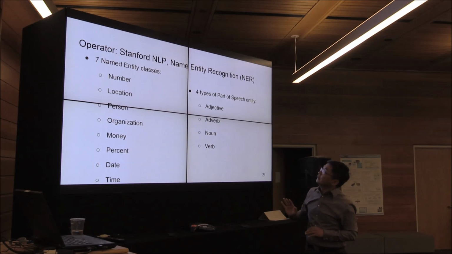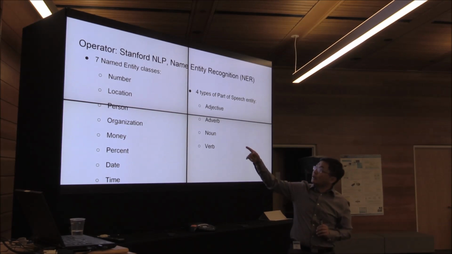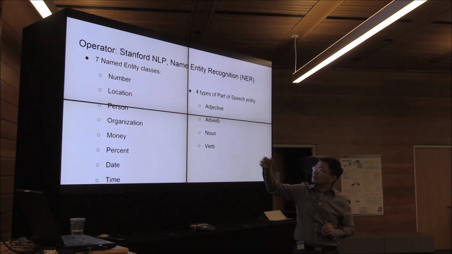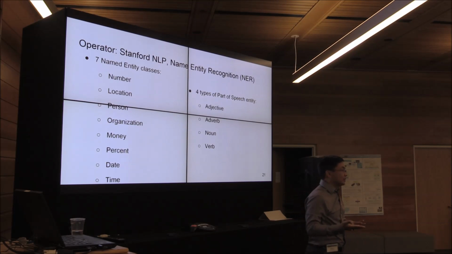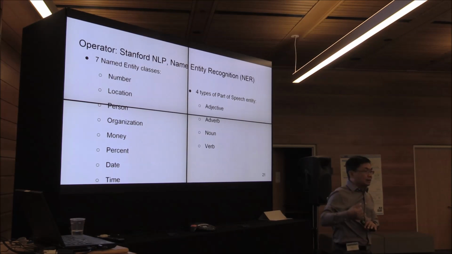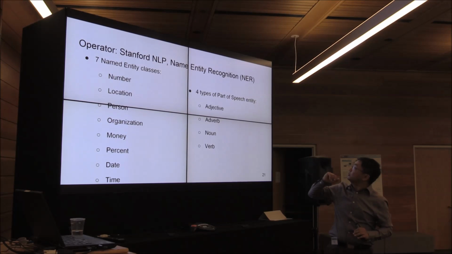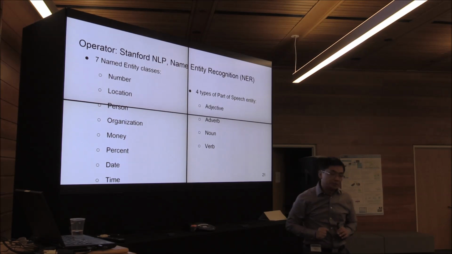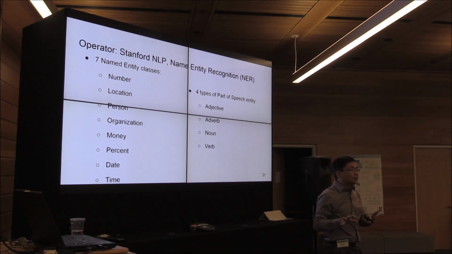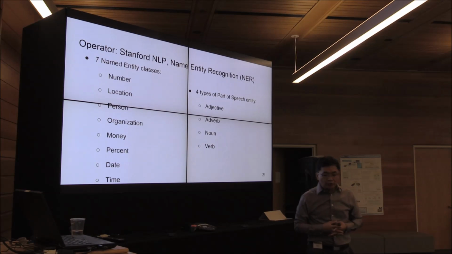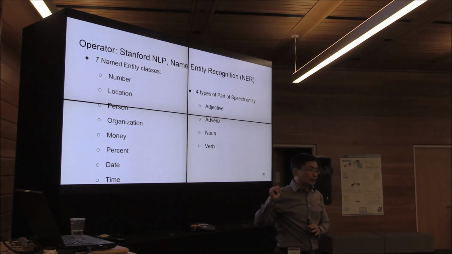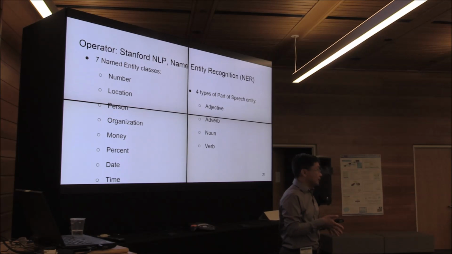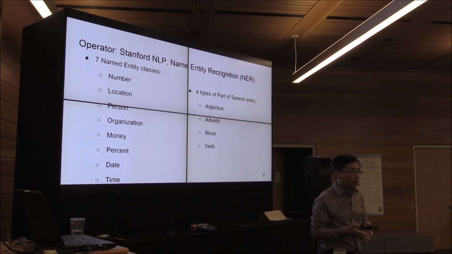One is named entity classes, like numbers, locations, money, persons, dates, and times. This is what the package can provide. The other kind is part of speech, like adjectives, adverbs, nouns, and verbs. These two kinds of entities are already supported. Now, a natural question is, if you use this package, the good thing is this package is very sophisticated, very powerful.